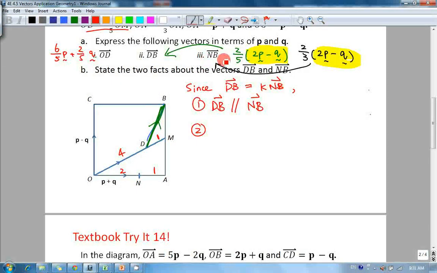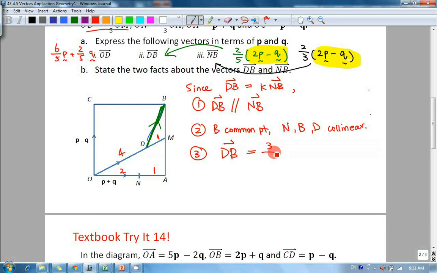Second, since B is a common point, N, B, D must be collinear. That means they lie on the same straight line. Or actually, third, what can you write? You can write down the relationship between DB and MB. You do a little bit of calculation. You know DB is actually 3/5 of MB. So actually you have 3 facts, just choose any 2. But sometimes if you don't know what marks you'll be given, just write down all 3. It wouldn't take you too much time.